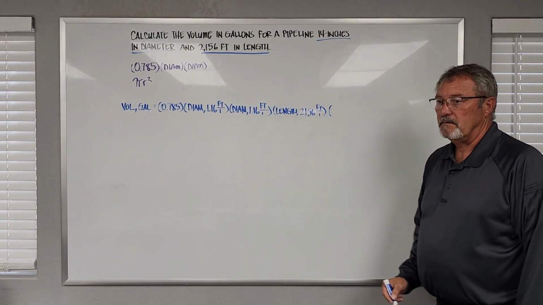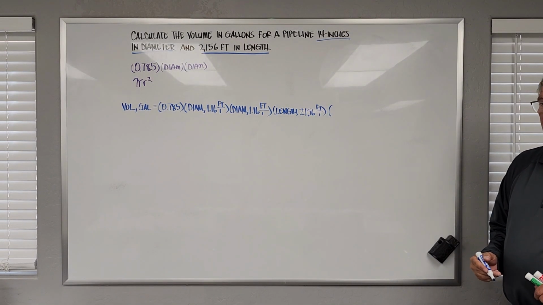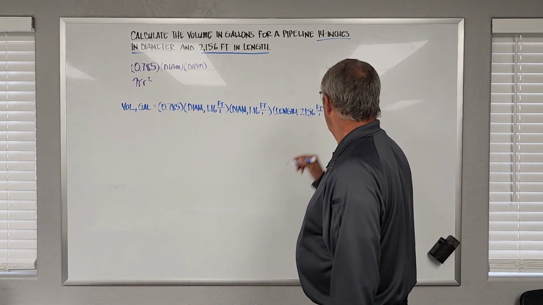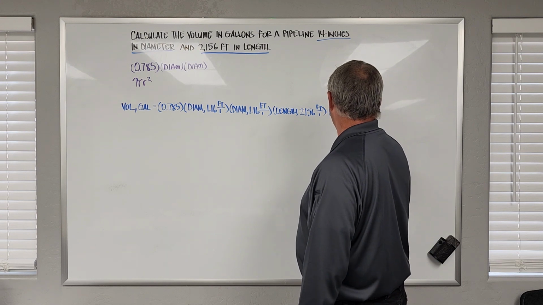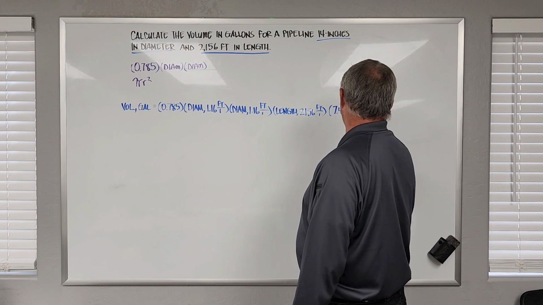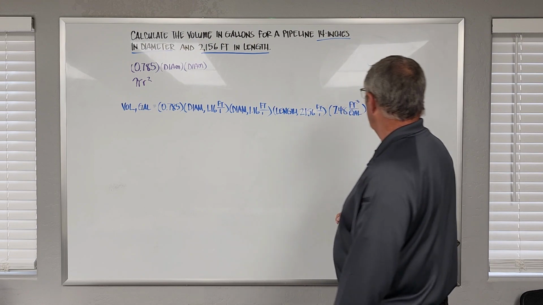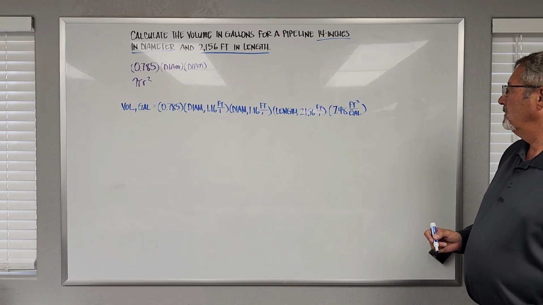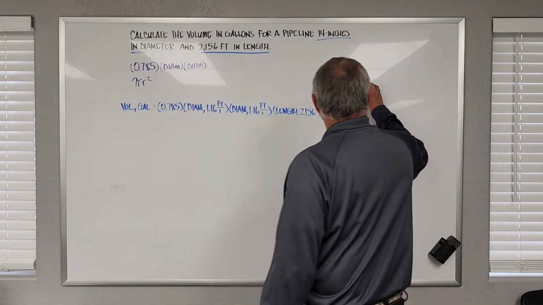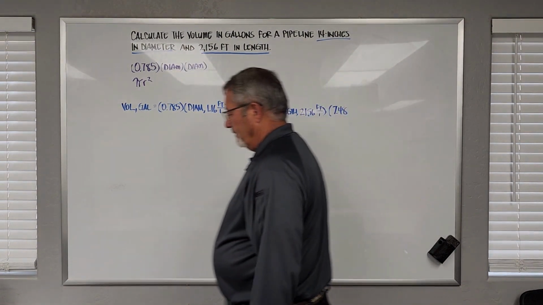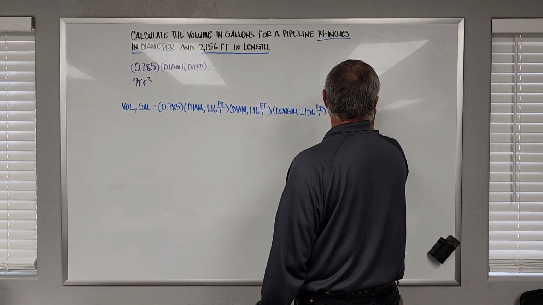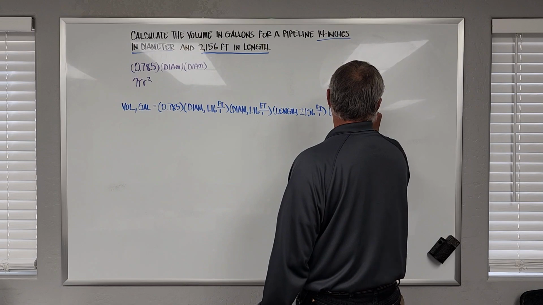How am I gonna get to gallons from here, Brian? 7.48 is your constant to get to gallons. So what Brian is saying is there are 7.48 gallons of water per cubic foot. Oops, I wrote that the wrong way, didn't I? It's supposed to be just per foot, right? No. It's gallons per cubic foot. There are 7.48 gallons per cubic foot. Yes.